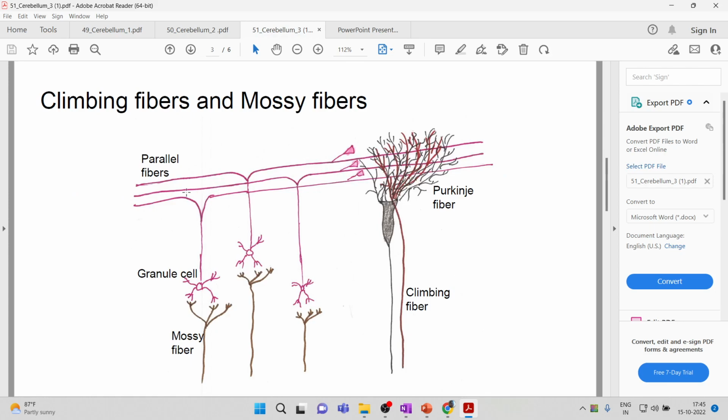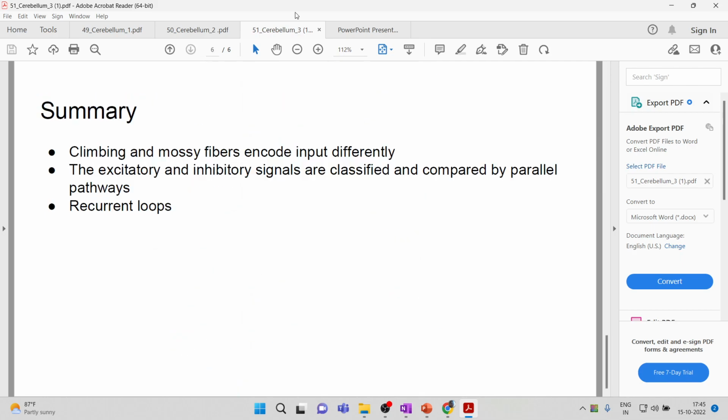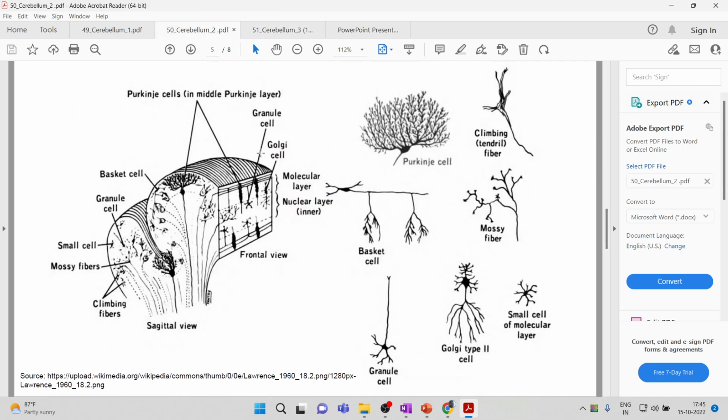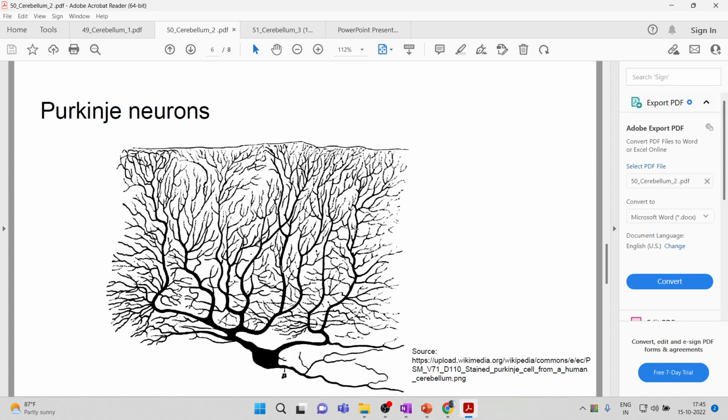So this is what it looks like. The parallel fibers travel in the medial lateral plane, whereas the Purkinje dendrites are spread across the anterior posterior plane. So there is maximum overlap. There's maximum chance of synapsing of the parallel fibers with the Purkinje cells. So this is what it looks like, the Purkinje cells. In the anterior posterior direction, it is spread out, whereas if you see it from the medial lateral direction, it's very thin. Okay, this is what it looks like.